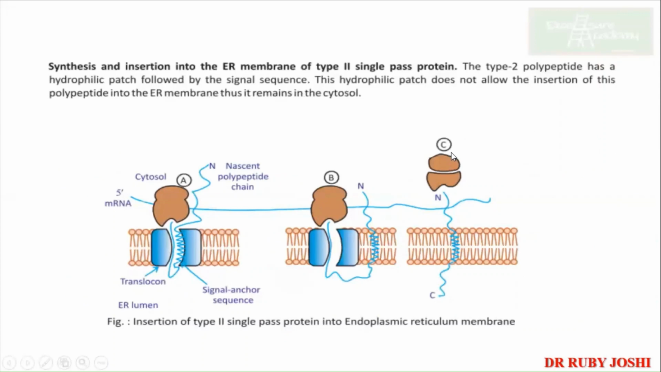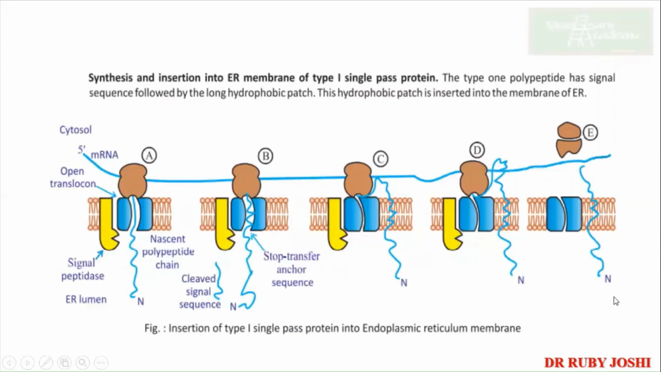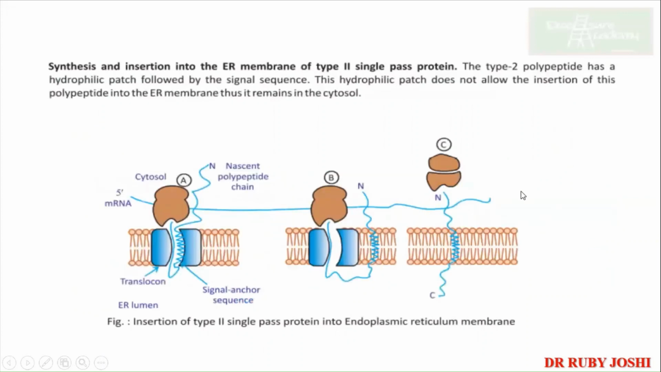Okay. Now coming to type 2. So what will happen in type 2? You have your N terminal on the cytoplasm side. Did you see the difference? Here the N terminal is on the lumen side and the C terminal on the cytosol side. Here the N terminal is on the cytoplasm side and the C terminal on the lumen side. Did you understand this in the figure? I know it is not perfectly made, but did you get the point?